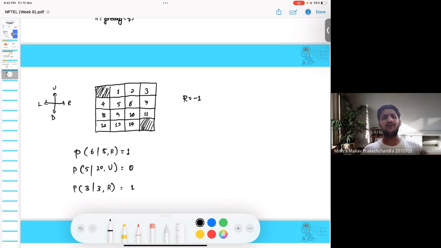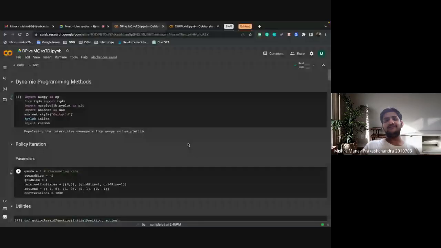Now let's see how dynamic programming approach can help us solve for this particular problem. Okay. So there is a particular code snippet that I have. So I'll just share the screen. Let me know if you can see it. So I've opened a Jupyter notebook. Please let me know if you can see my screen.